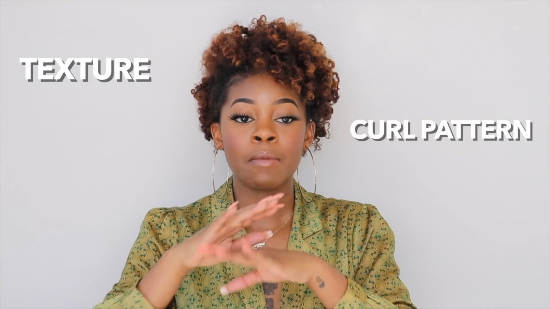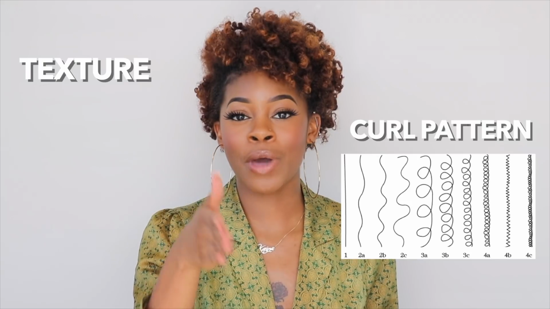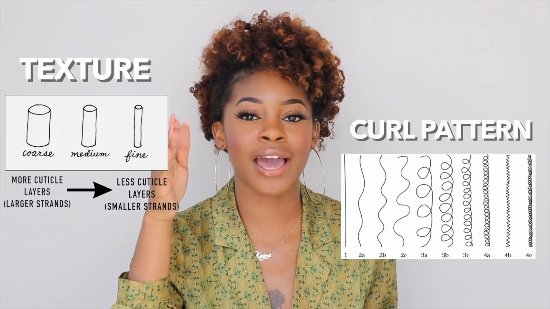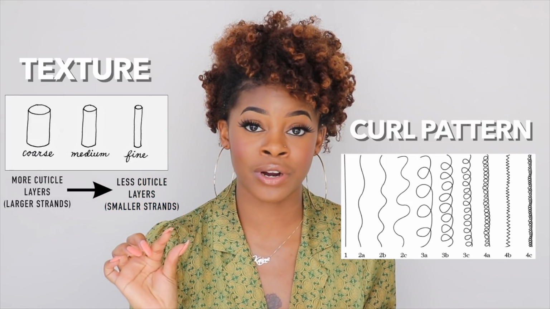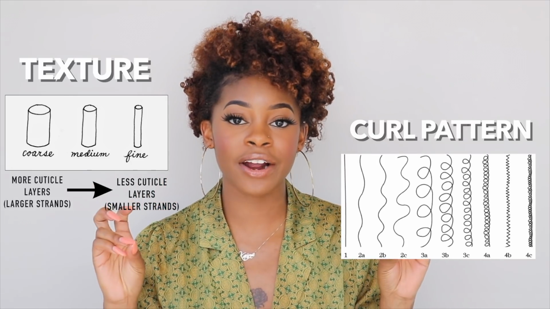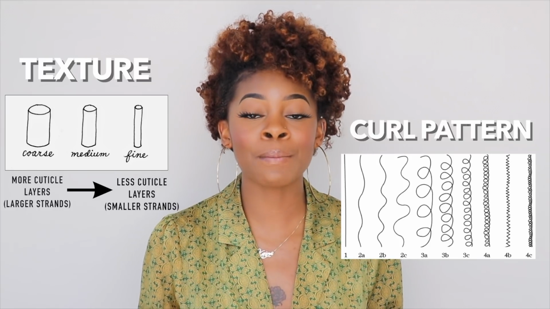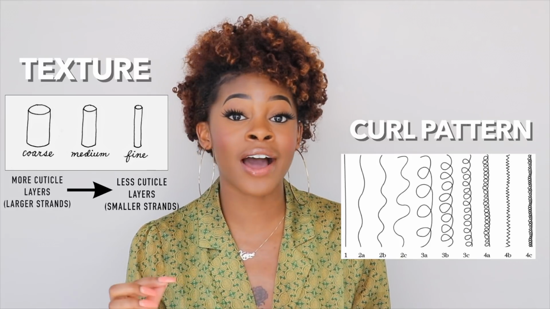I want to stress the difference between curl pattern and texture. People get those mixed up all the time. Your hair texture is not 3A, 3B, 3C, 4, whatever. That's your curl pattern. Your texture is going to be how medium or fine your individual strands are. They're different. People often associate type 4 hair with coarse hair, which is not always the case, and I know because I have a type 4 curl pattern, but my hair texture is very fine. It's not coarse at all.